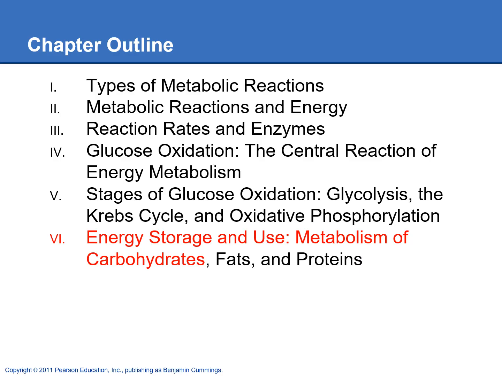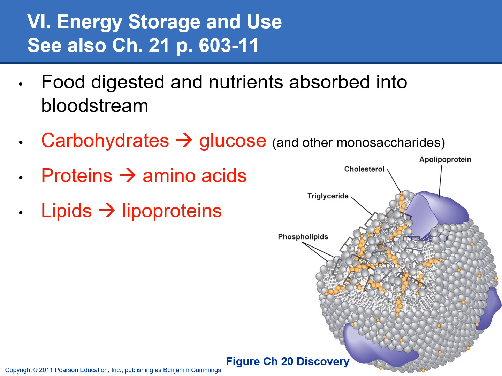We're going to take a look at energy storage and use and the metabolism of carbohydrates. So we're going to start by looking at how the nutrients in our diet are transported in the blood. Carbohydrates are broken down into monosaccharides such as glucose. And glucose is hydrophilic, meaning it likes to mix with the water in the blood, so it's really easy to transport just as glucose.